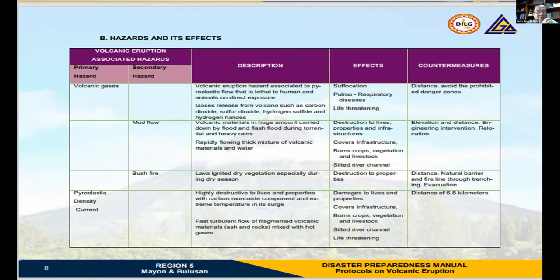But for us to be ready during the volcanic eruption, yung manual ay kailangan pag-aralan na natin at the time that there is no volcanic eruption. Hindi nabubuksan natin ito at the time of volcanic eruption because we have no time to check what is supposedly done at this kind of situation where we are experiencing already the lava pyroclastic density current.